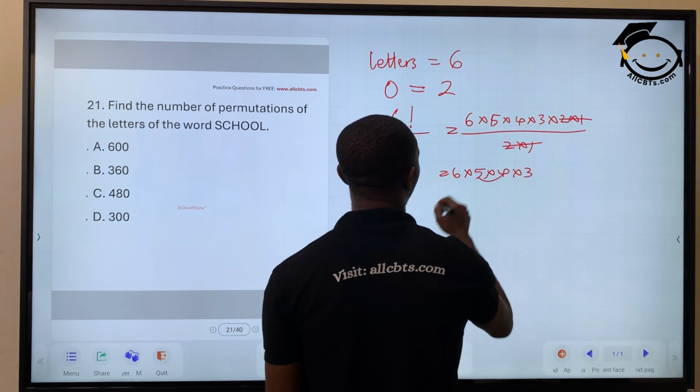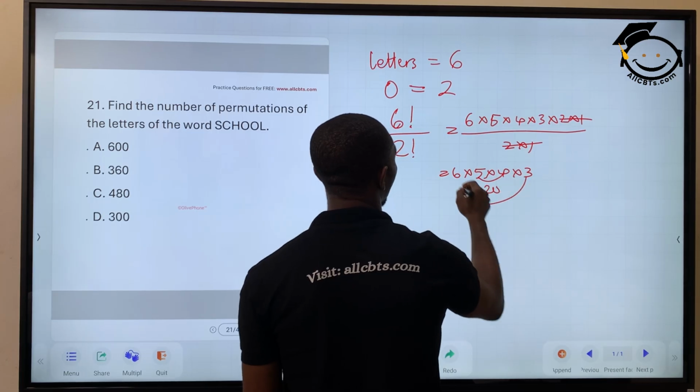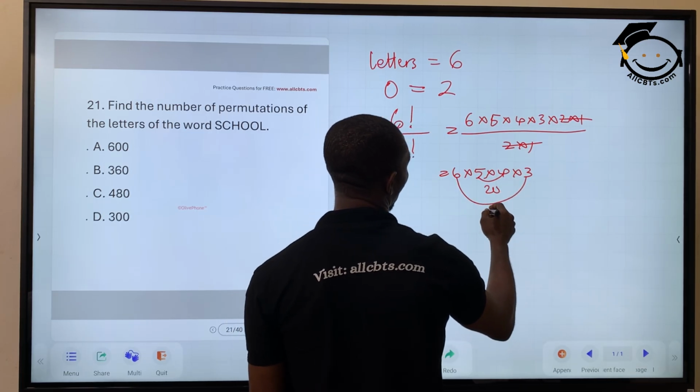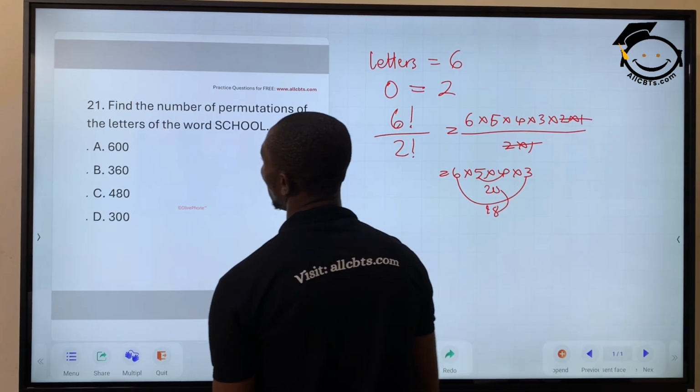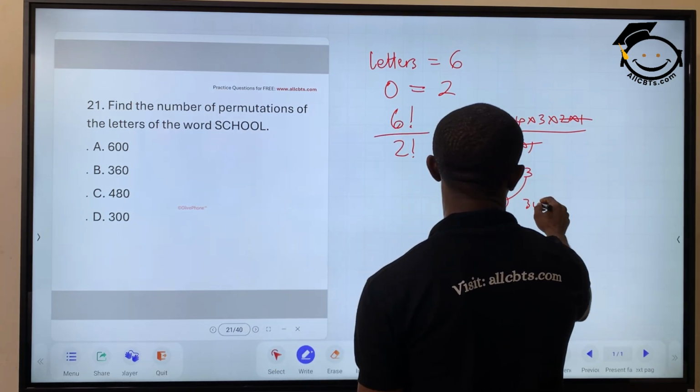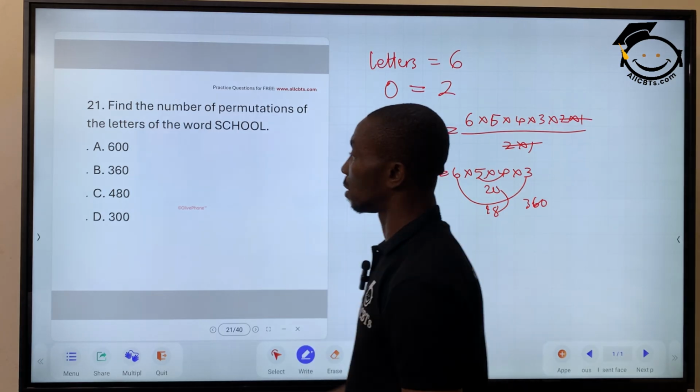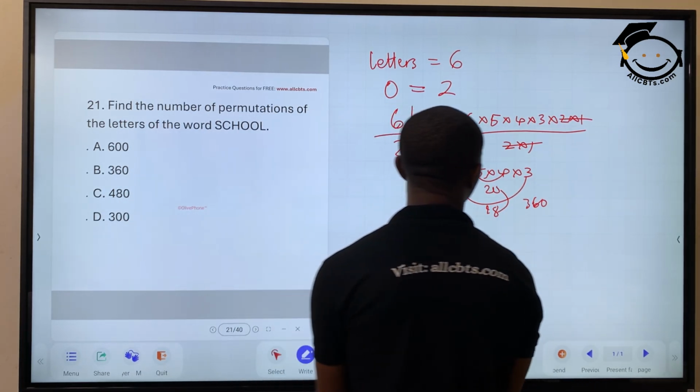Now, 5 times 4 gives us 20. 6 times 3 gives us 18. So 20 times 18 gives us 360. So our answer would be 360.